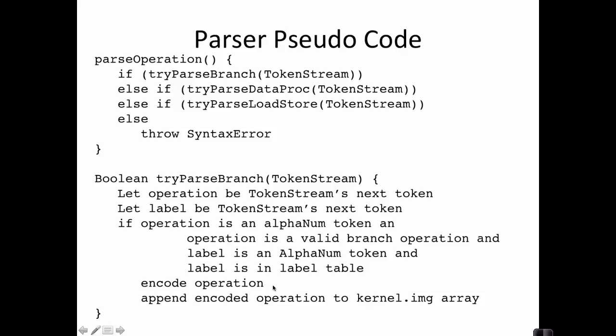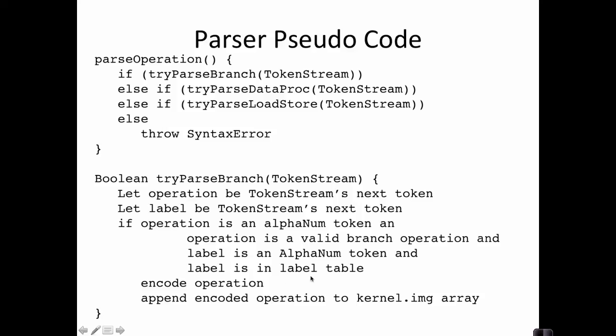Then what we would do is encode the operation. I'm not going to show how to do this, but this is basically what we did in the previous video. So you would turn that into code and you'd be good to go. And then we append that encoded operation to the kernel.img array. In other words, we're keeping track of the last entry in the kernel.img array, and we would then increment that and place the operation in the next slot in the kernel.img array.